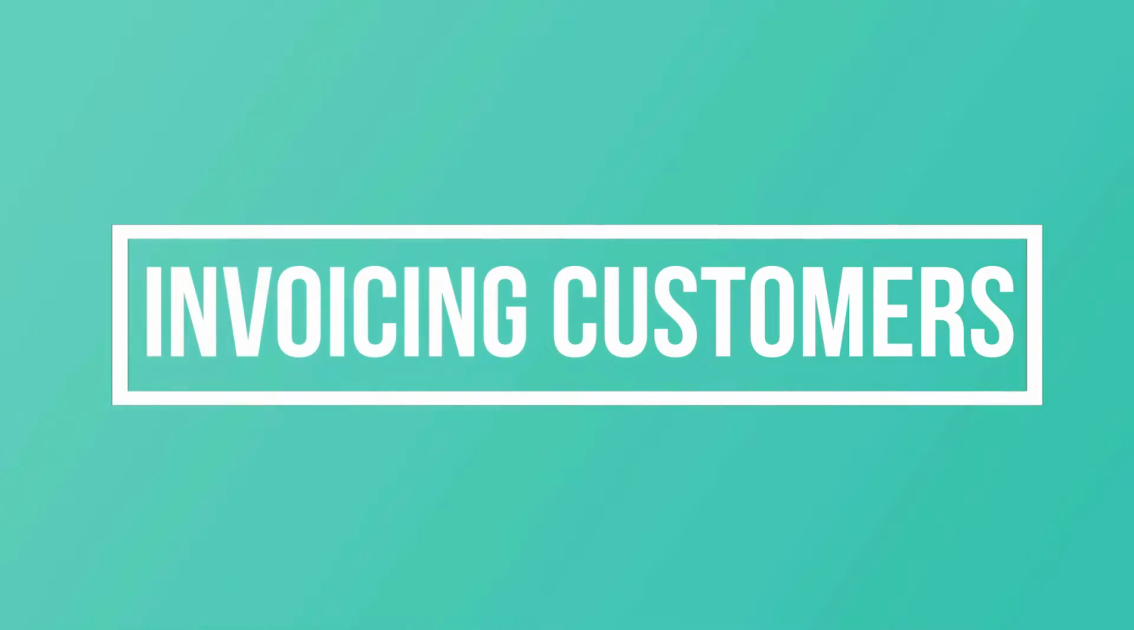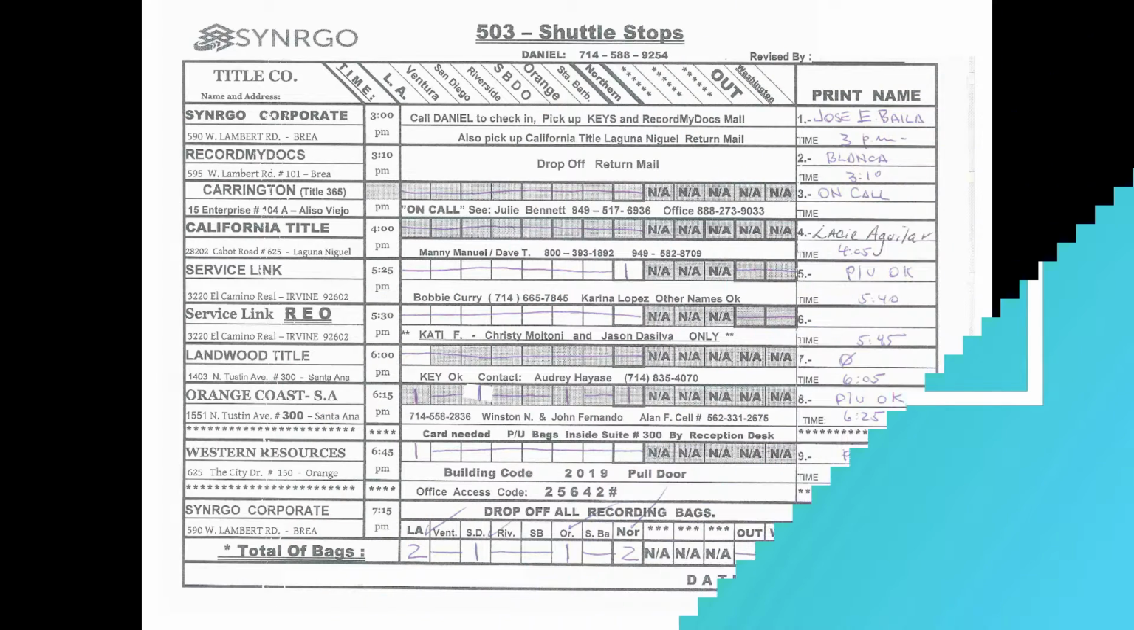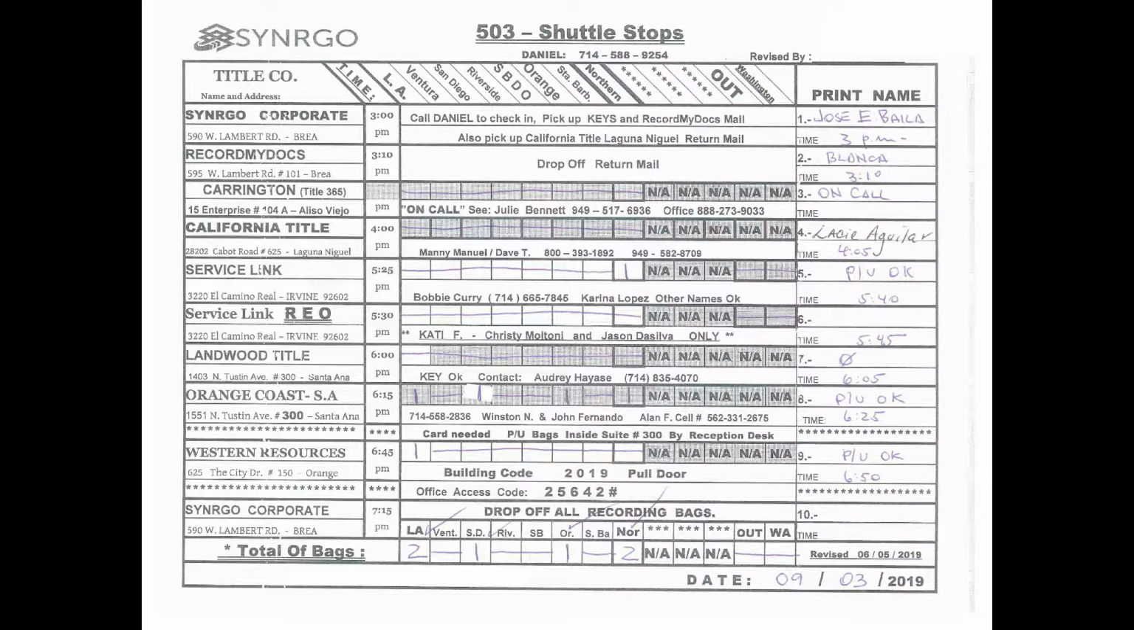This is a tutorial on how to invoice a customer through Connect. For training purposes, we will be using information from shuttle number 503. This is the front page of the route sheet of shuttle 503.